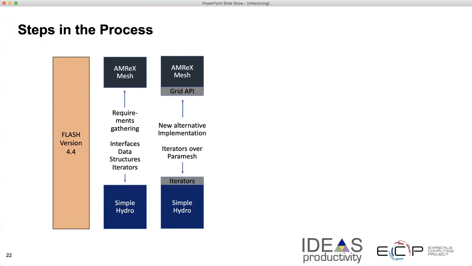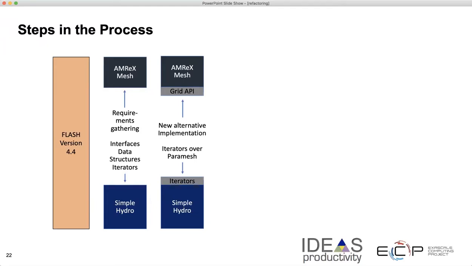So now we included another new alternative implementation of the grid API that sat over AMRX mesh, and we made sure that this API worked with AMRX and exercised that in purely uniform grid mode, so that we could do it in steps, in small, incremental steps, which are very important in the refactoring process.